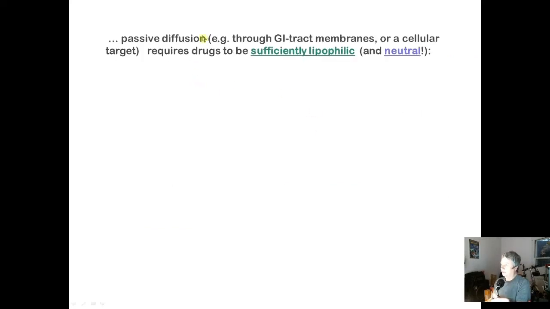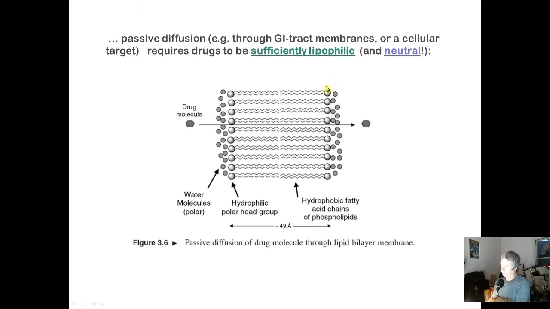Passive diffusion through the GI tract requires a sufficiently lipophilic and neutral molecule. This shows how it works, and this is a typical phospholipid bilayer membrane. It's a very nonpolar environment. You have these long fatty acid chains, and then it's a lipid, so there's a glycerol and a polar head group. But anyway, a drug needs to get through this.